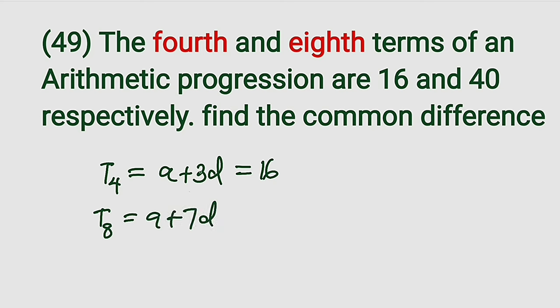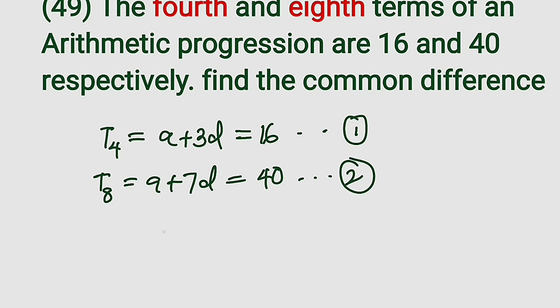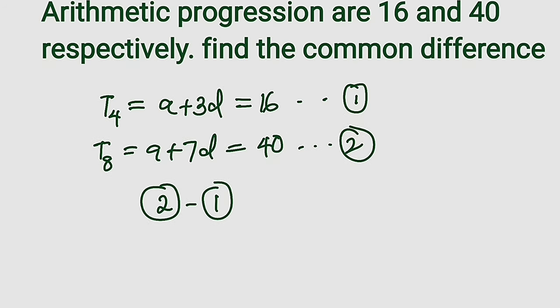Just subtract n minus 1. N is 4. 4 minus 1 is 3. 8 minus 1 is 7. So that is how to obtain them, and this is equal to 40. And we can give them a name. This is equation 1 and this is equation number 2. You can say that equation number 2 minus equation number 1, right? Because I realize this is bigger, so I would like to start with equation number 2.